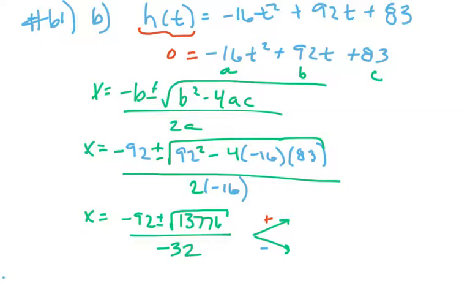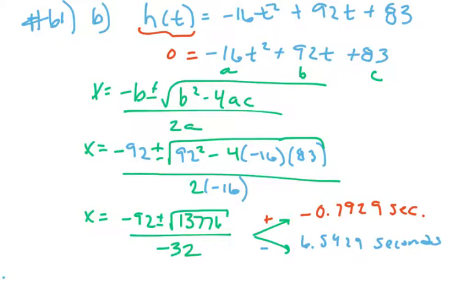When you work the plus, we get negative 0.7929 seconds, which is weird. Because time doesn't go backwards, we then plug in for the subtraction and get 6.5429 seconds.